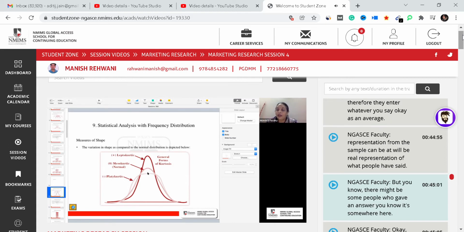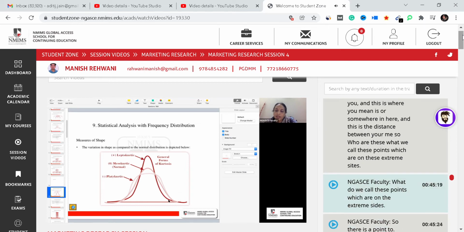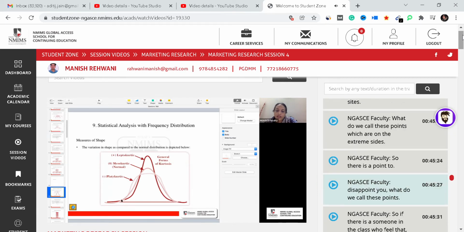what people have said. But there might be some people who gave an answer somewhere here. Their answers will be here, and this is where your mean is, or somewhere here, and this is the distance from your mean. So who are these? What do we call these points which are on the extreme sides? There is a point here, there's a point here. What do we call these points?